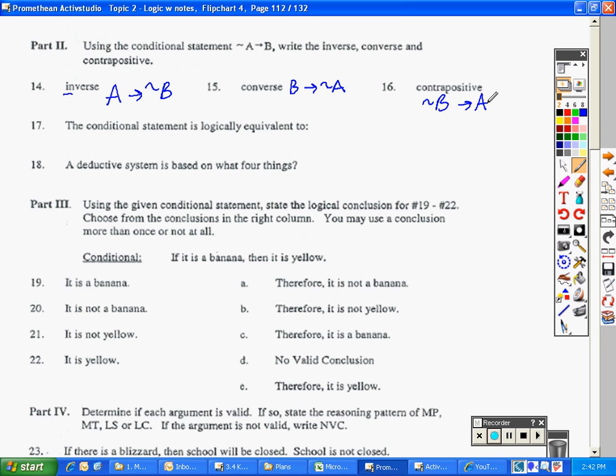The conditional statement is always logically equivalent to the contrapositive. That's just something we have to know and remember.